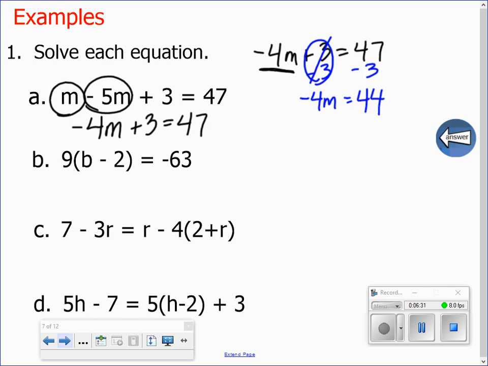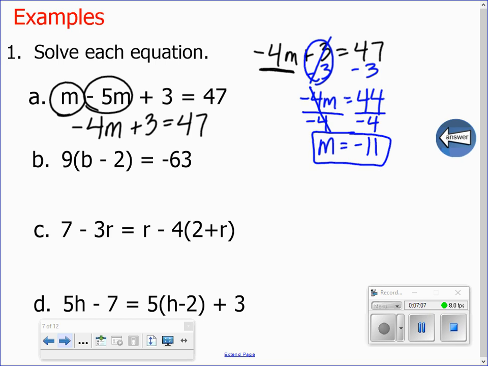Now, when we're solving equations, I'm looking for the value of m, not the value of negative 4m, so I need to divide by this coefficient here so that I get rid of the negative 4, and then I'm just left with m. So again, we're multiplying by negative 4. To undo multiplication, we divide, and we do it on both sides to keep it equal. The negative 4's here go away, and 44 divided by negative 4 would be negative 11. So our solution for this equation is m is equal to negative 11.